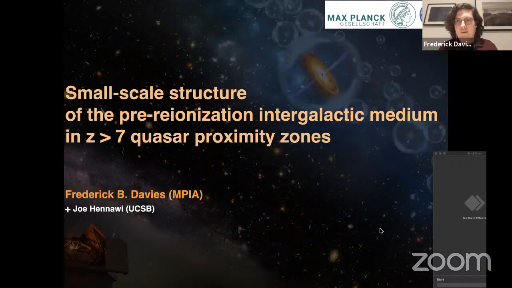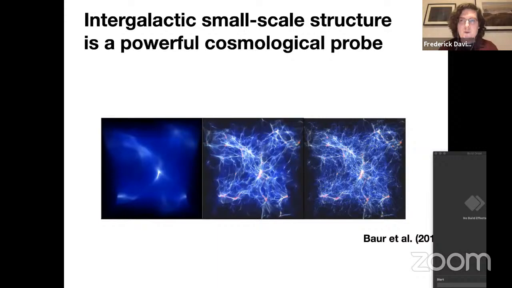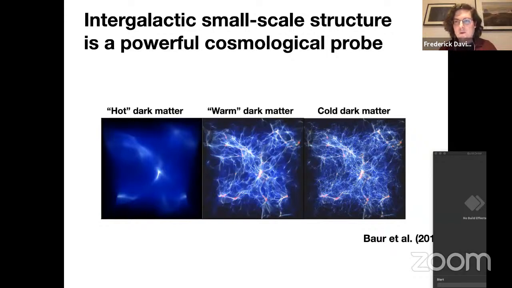All right, so why should we care about the small-scale structure of the IGM? Well, it's been known for quite a while that the small-scale structure of the IGM is very sensitive to cosmology, like the nature of dark matter, for example. Here I'm showing a few volume renderings of cosmological simulations with hot, warm, and our favorite cold dark matter. You can see that as you go from hot to cold, due to the fact that the free streaming scale of the dark matter in very early times, soon after the Big Bang, for cold dark matter is very small, you have lots of structure down to basically arbitrarily small scales.